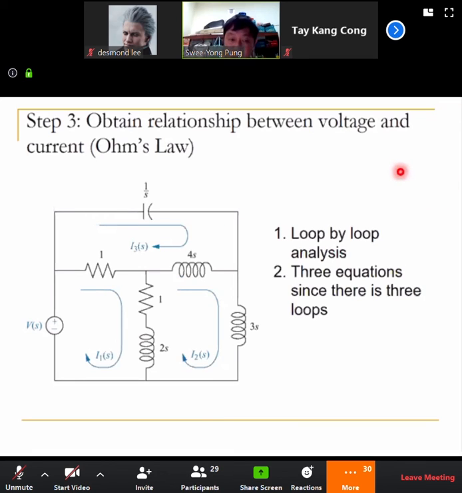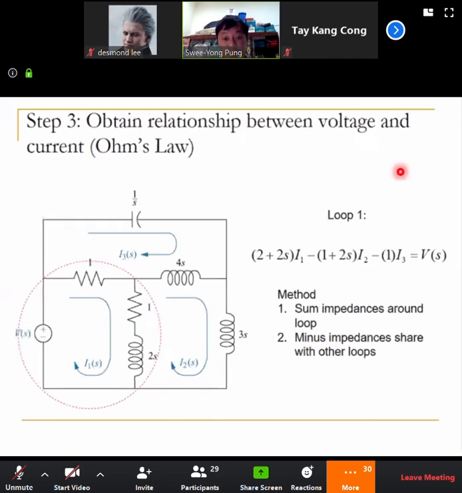Since we have 3 loops, we're supposed to get 3 equations. Now let's look at loop 1. I1 is going to flow through these 3 components. So this is resistor 1, 1, so we have 2 plus 2s, bracket multiply I1. This one no problem, right?